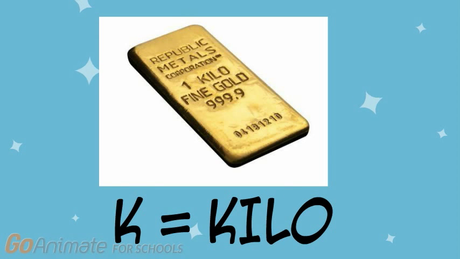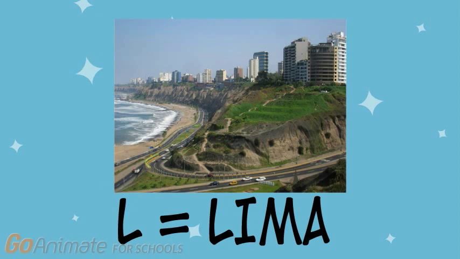K is for kilo. A kilo is a measure of weight. 1 kilo is the same weight as 2.2 pounds. Think of a 2.2 pound weight, to remember kilo. L is for Lima. Lima is the capital city of Peru, a country in South America. Think of the city, or of the green lima bean, for the letter L.